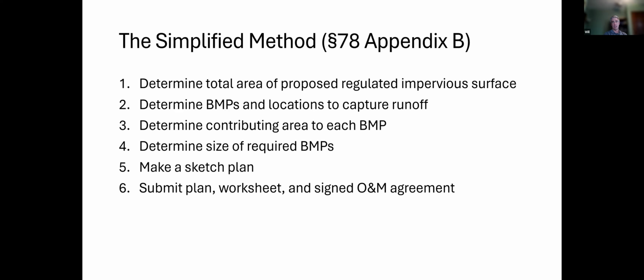Then you can use the calculations that are in the appendix that are already performed to figure out the size or the dimensions of those BMPs that are going to be required. And then finally, you show all that on a simple sketch plan. You submit your plan and the worksheet and the signed O&M agreement to the town. The township engineer will review it, and once you're approved, then you're good to go.